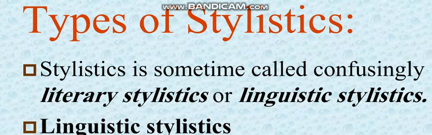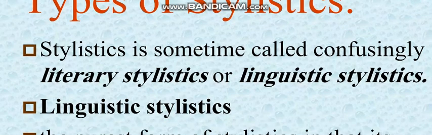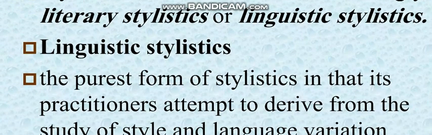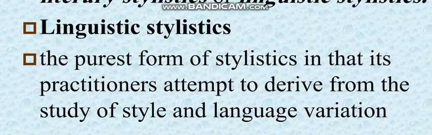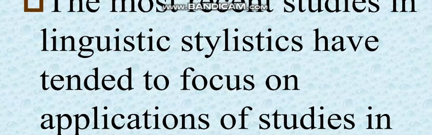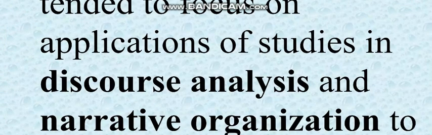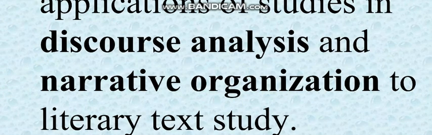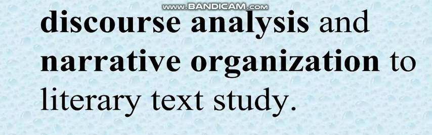So let's get into the types of stylistics. What are their types? Stylistics is sometimes called, confusingly, literary stylistics or linguistic stylistics. Linguistic stylistics is the purest form of stylistics in that its practitioners attempt to derive from the study of styles and language variations. The most recent studies in linguistic stylistics have tended to focus on the application of studies in discourse analysis and narrative organization to literary text study, to study the literary concept of the text.